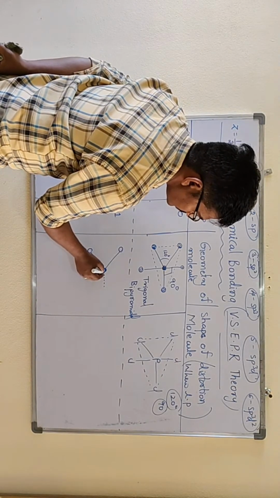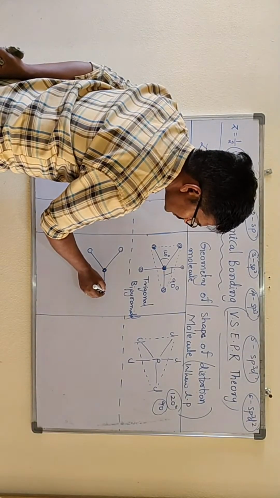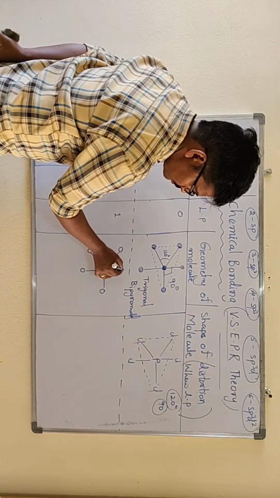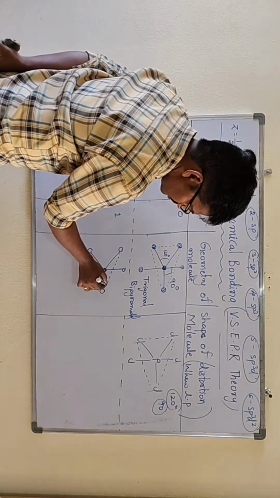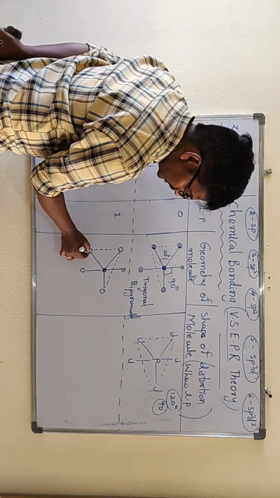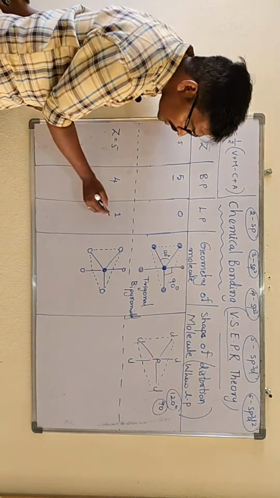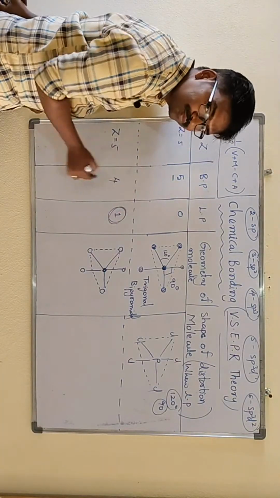first 3 bond pairs I told. Then above the plane 1 bond pair and below the plane 1 bond pair I told. Here you have to observe this. One lone pair is present.